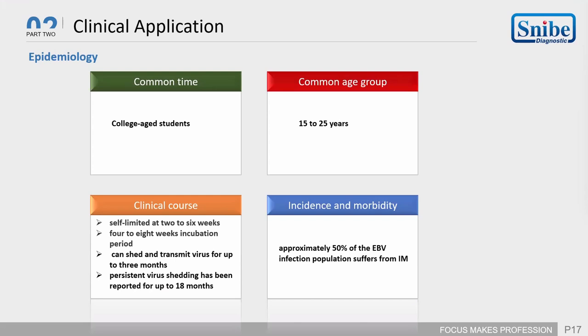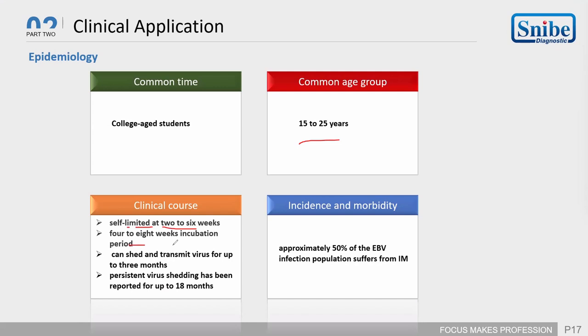If we talk about the epidemiology, it is common in college-age students, those going to college level, and the common age is 15 to 25 years. During these years, the clinical course is self-limited, lasting 2 to 6 weeks.